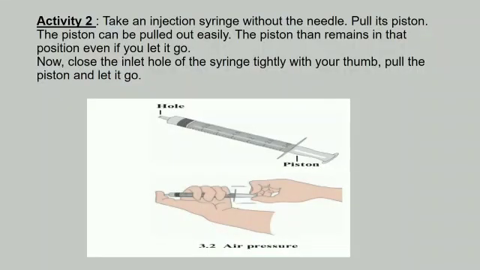Our next activity. Take an injection syringe without the needle. Pull its piston and observe it. The piston can be pulled out easily. The piston then remains in that position even if you let it go. Now, close the inlet hole of the syringe tightly with your thumb. Pull the piston and let it go. Is the force required to pull out the piston more or less than before?